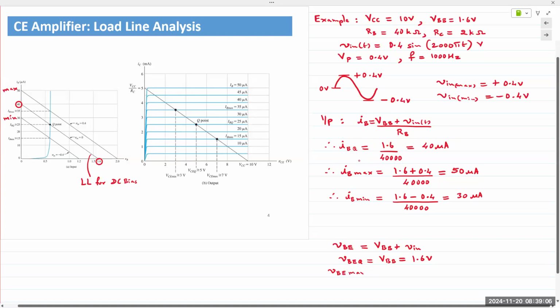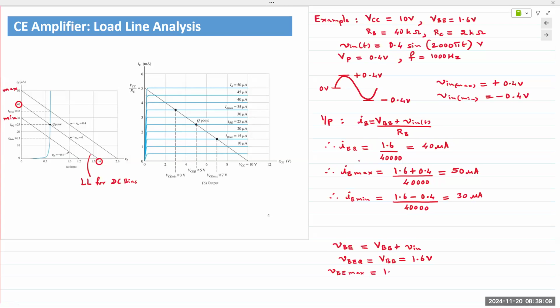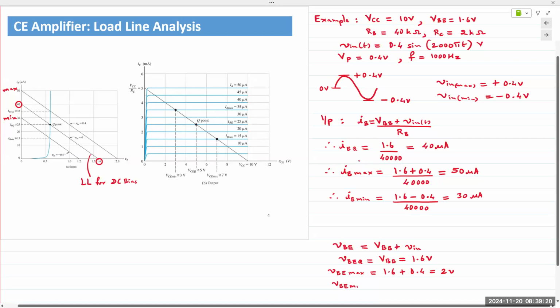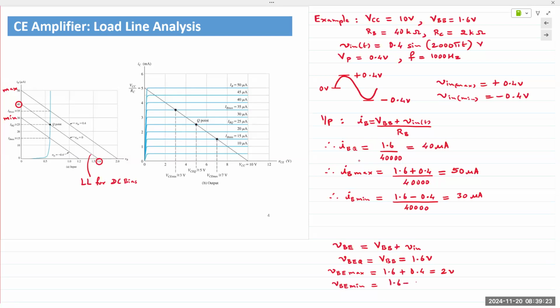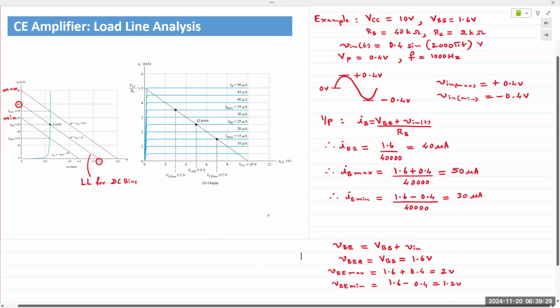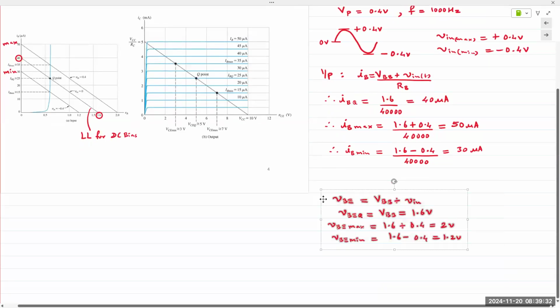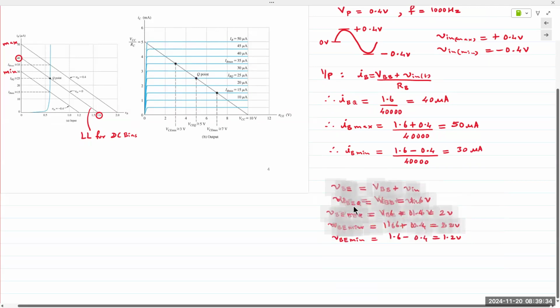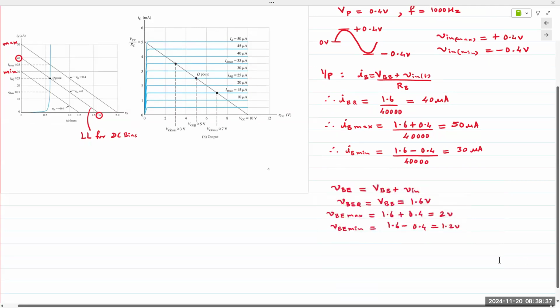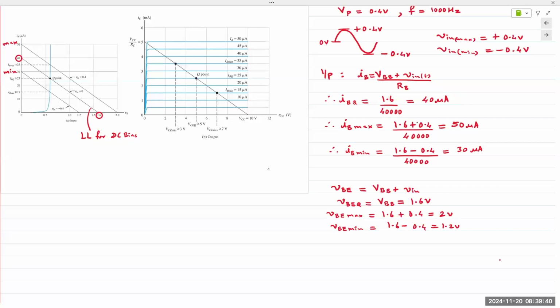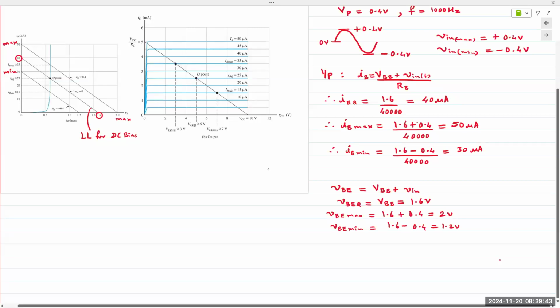VBE max is simply 1.6 plus 0.4. So it gives us 2 volts. And VBE min is 1.6 minus 0.4, which gives us 1.2 volts. Those are the x-axis values. And so here, this is the max, and this is the min.